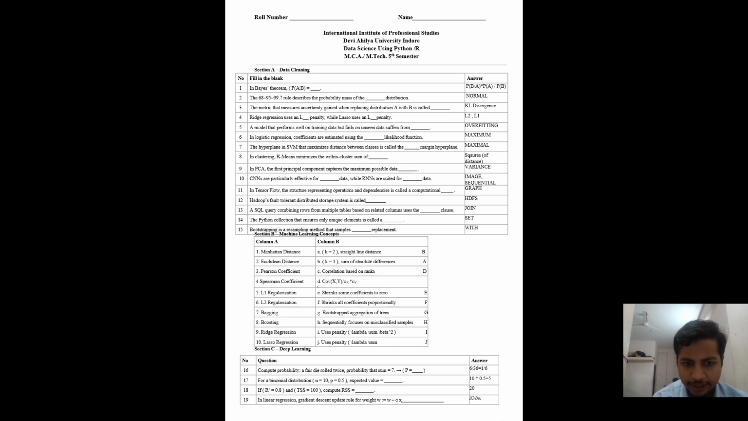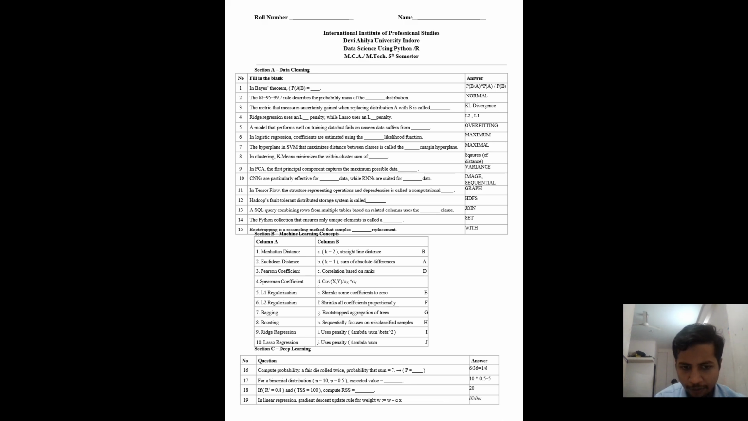Now moving to the section C, which is based on deep learning. Compute probability of fair die roll twice. Probability that sum 7 will be 6 divided by 36, that is 1 by 6. Because 6 favorable outcomes, that is 1 by 6, 2 5, 6 1 will give you 1 by 6 probability. For a binomial distribution n equal to 10, p equal to 0.5, expected value will be 10 into 0.5, that is 5. Because for binomial distribution n comma p, mean is equal to np.